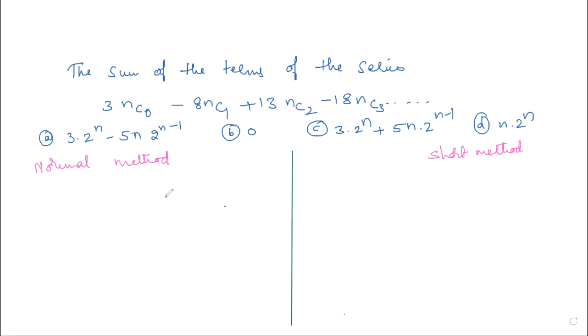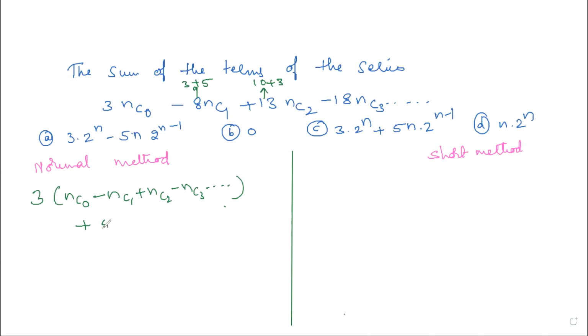Let's see this question. The sum of the terms of the series 3 times nC0 minus 8 times nC1 plus 13 times nC2 minus 18 times nC3 and so on. In order to find the sum of this, the regular and normal method is to group the terms with common coefficients. Here we have 3 as the beginning coefficient, so we can take out 3 common. I will have nC0, and since I'm taking 3 common, 8 can be split into 3 and 5. This can be split as 10 and 3. So when we take out 3 common, we will have nC0 minus nC1 plus nC2 minus nC3. This is a summation we are going to get.